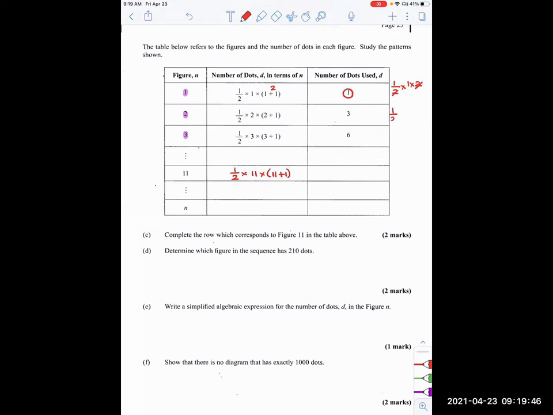Let's do this next one. So we have a half multiplied by 2, and 2 plus 1 is 3. So the 2 will cancel, and I will get 3. This is my answer here, right? Then we have a half multiplied by 3. 3 plus 1 is 4. 2 could go into 4 2 times. 3 twos are 6. Work out the answer for the number of dots for 11.